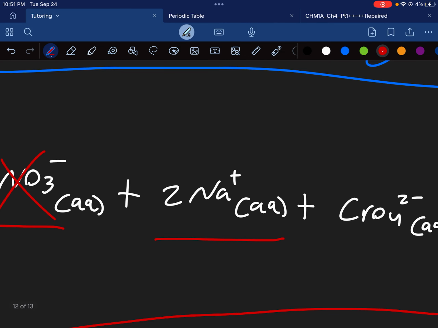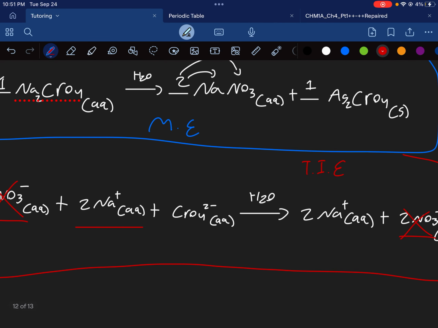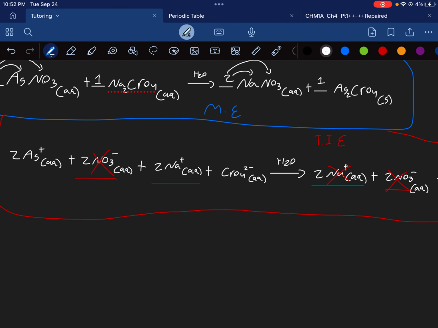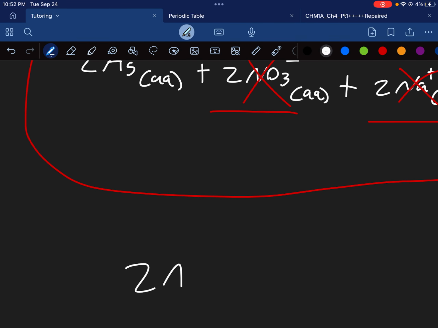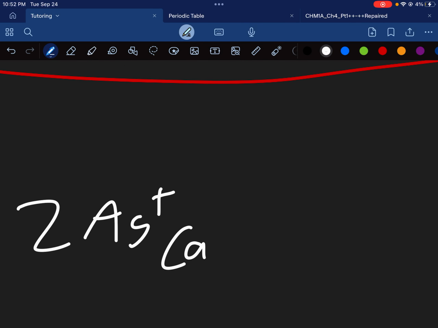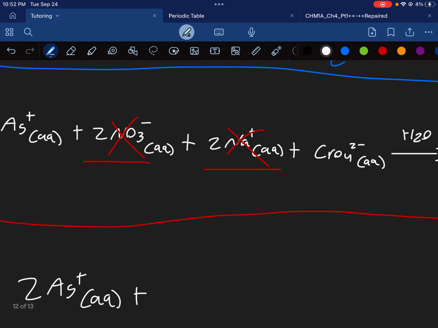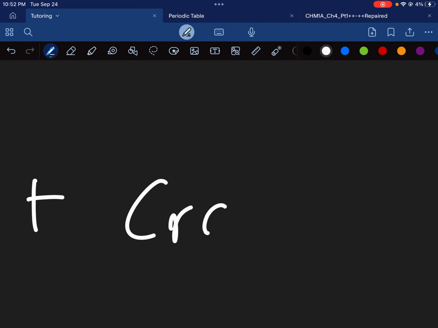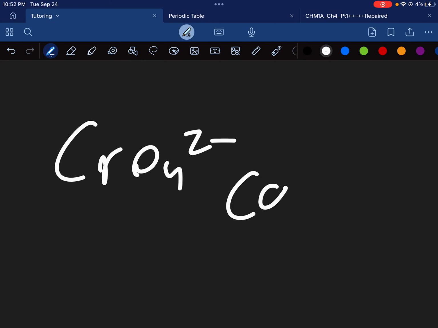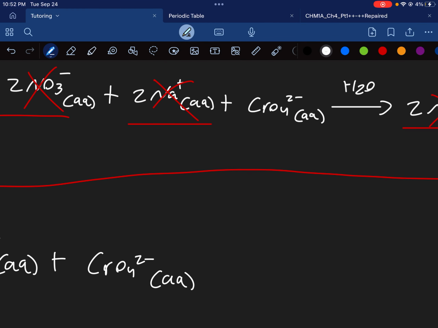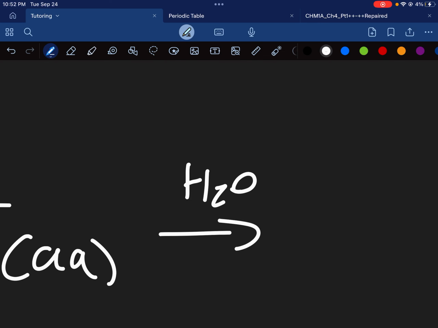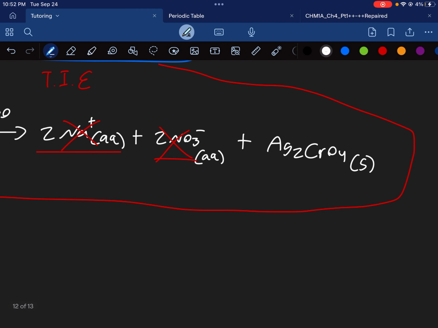Whatever survives, whatever doesn't get crossed out, is going to make it to the last step. So we have 2 silver, positive charge. Don't forget the species. Plus, what else is not crossed out? Chromate. Chromate's not crossed out. So let's write that. Don't forget to write the charge and write the species. You'll get marked wrong on an online assignment, a test, or an exam. And then what's the only other thing that's surviving? It looks like only silver chromate survived. So let's write that. Don't forget the species. Solid.